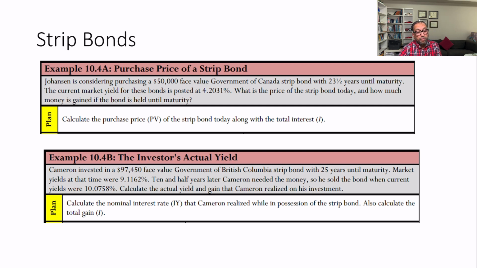Johnson is considering purchasing $50,000 face value Government of Canada strip bonds with 23.5 years until maturity. The current market yield for these bonds is posted at 4.2031%. What is the price of the strip bond today, and how much money is gained if the bond is held until maturity? Let's start doing this question.